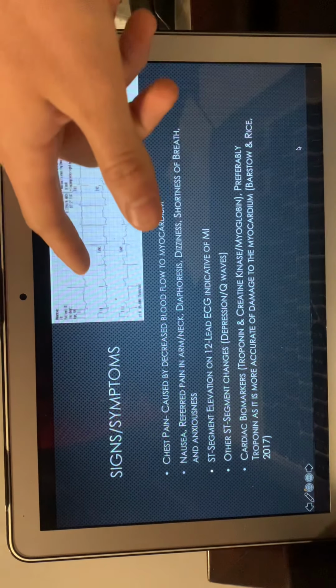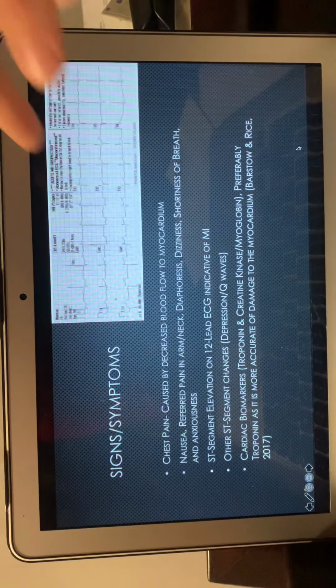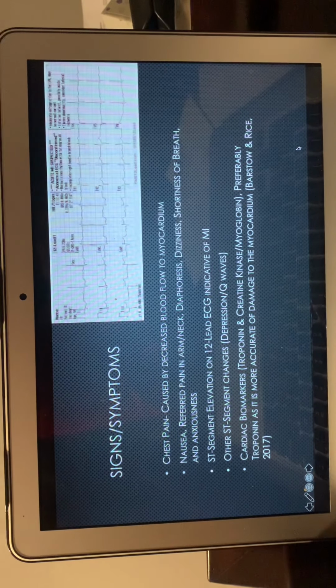Then there's also some depression in lead 1 and AVL, which is basically the opposite side of the heart from the 2, 3, and AVF. It's called reciprocal depression. It's also indicative that there's actually an occlusion in that right side of the heart.